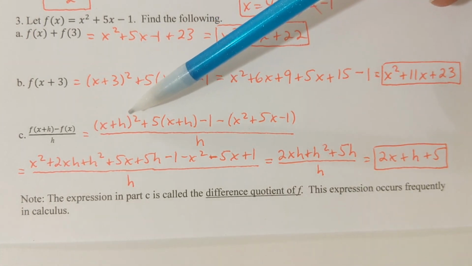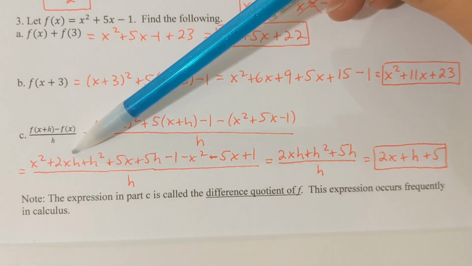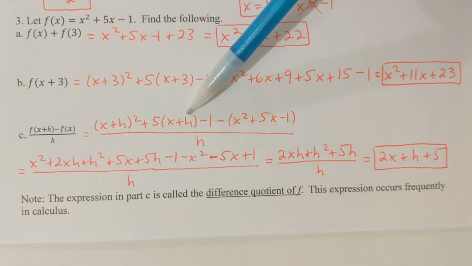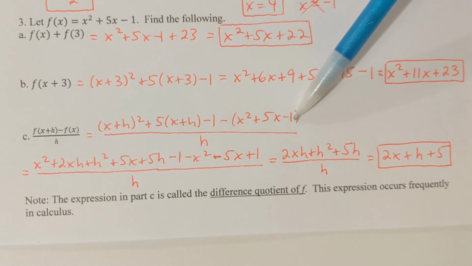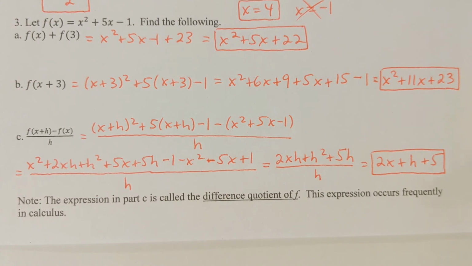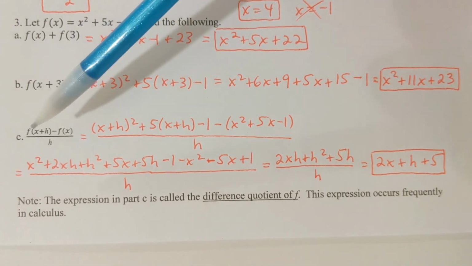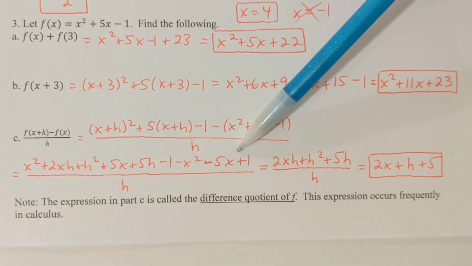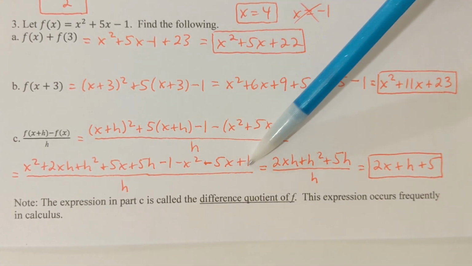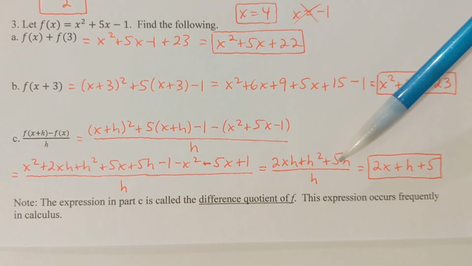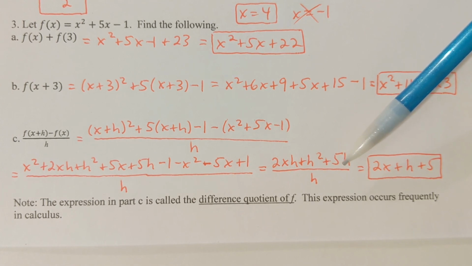We'll need to FOIL out this first part. x plus h times x plus h would be x squared plus 2xh plus h squared. Distribute the 5 into these terms, distribute the negative 1 into these terms, and now combine your like terms. Actually, we'll have some things canceling as well. So x squared minus x squared, those are gone. Here's 5x minus 5x, those are gone. Negative 1 plus 1, those are gone. And so I have these three terms remaining in the numerator.